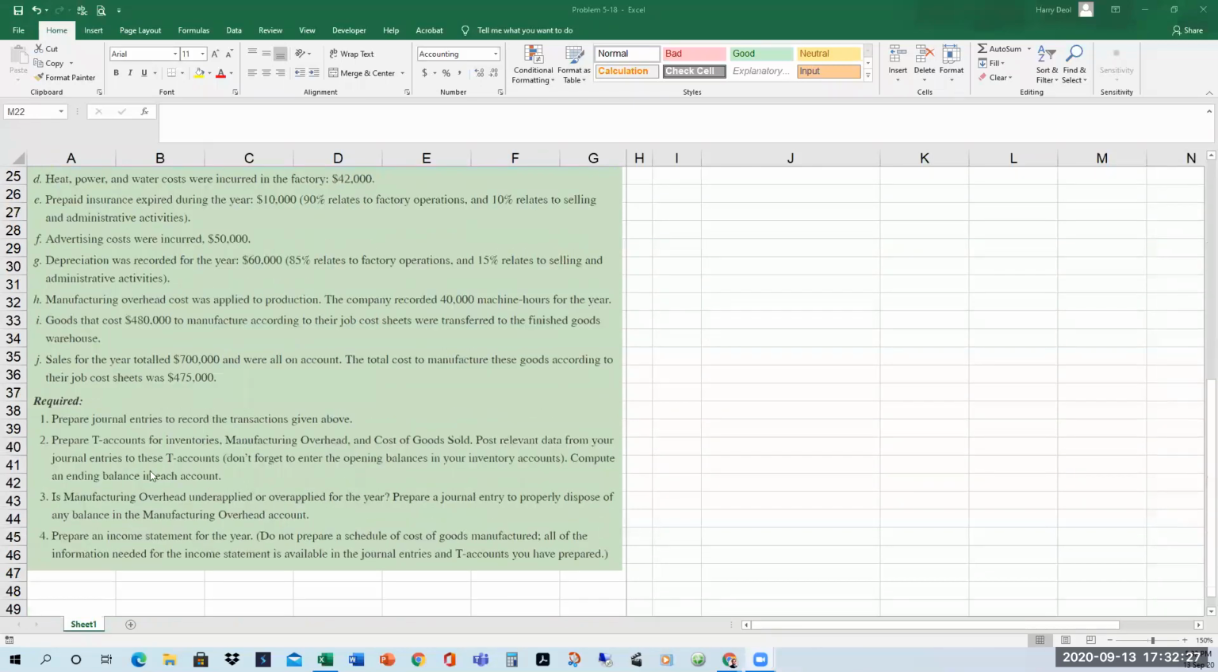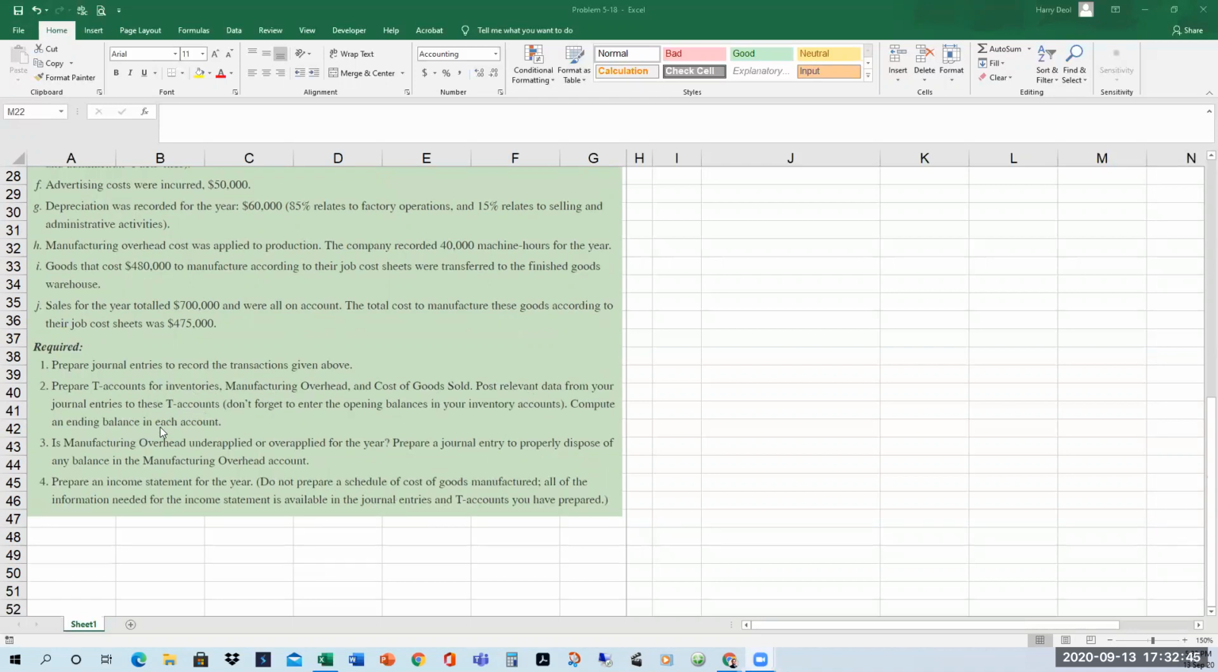And what we're asked to do is, number one, prepare journal entries to record the transactions, make T accounts for inventories, manufacturing overhead, and cost of goods sold, post relevant data from journal entries to these T accounts, calculate the ending balance in each account, and then determine if the manufacturing overhead is underapplied or overapplied for the year, prepare a journal entry to properly dispose of any balance in the manufacturing overhead, and then to finally make an income statement for the year. So this question is fairly similar to something that you could encounter on your midterm.